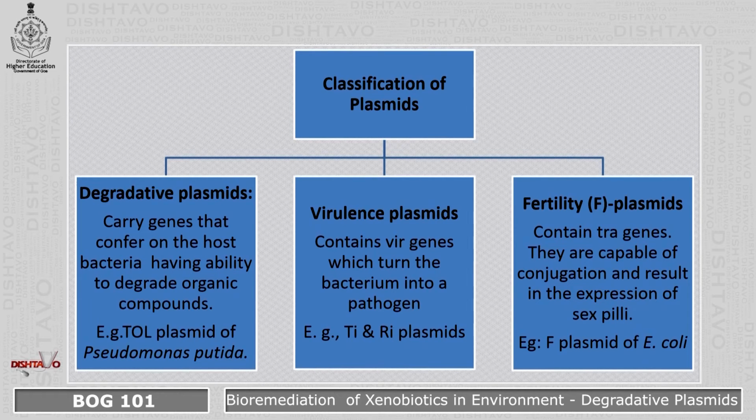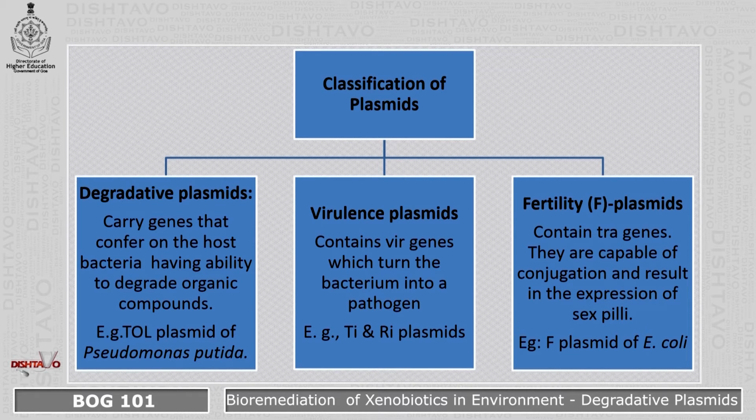Now, classification of plasmid. There are three types of plasmids: first is degradative plasmid, then virulence plasmid, and the fertility plasmid. Degradative plasmids carry genes that confer on the host bacteria the ability to degrade organic compounds. Example, TOL plasmid of Pseudomonas putida. Second is virulence plasmid, which contains the Vir gene that turns the bacterium into a pathogen. Example, Ti and Ri plasmids.